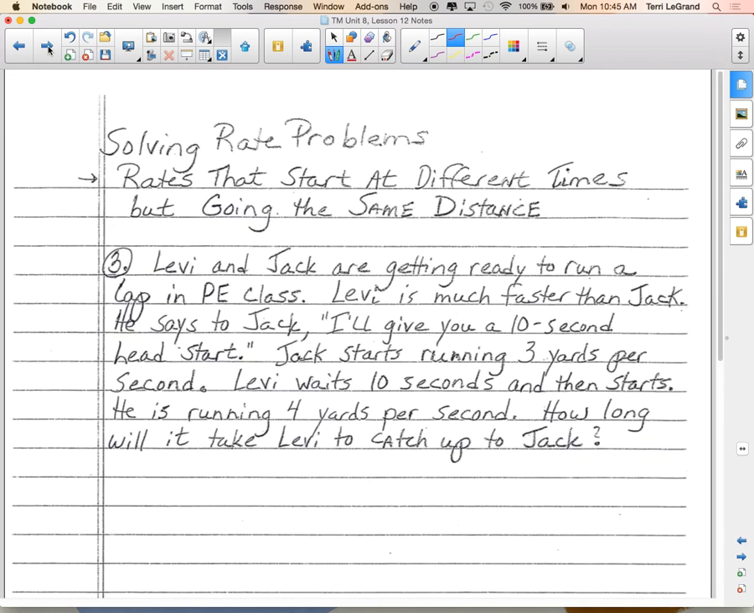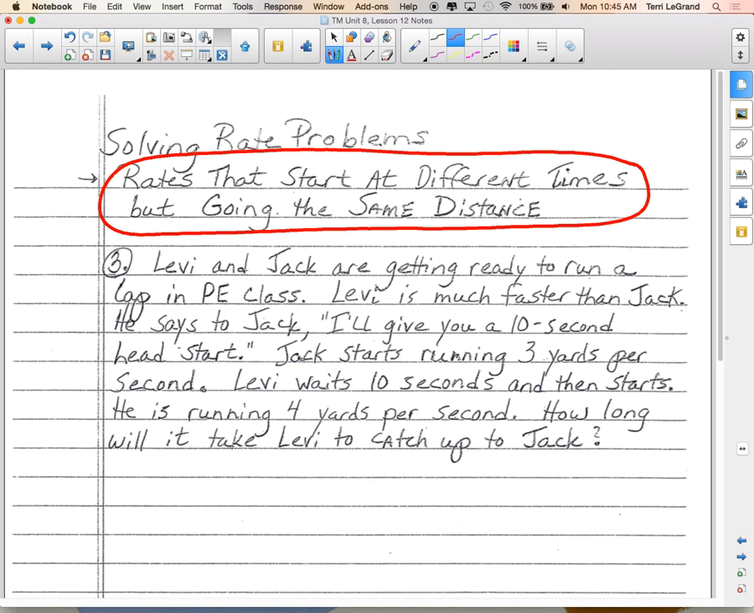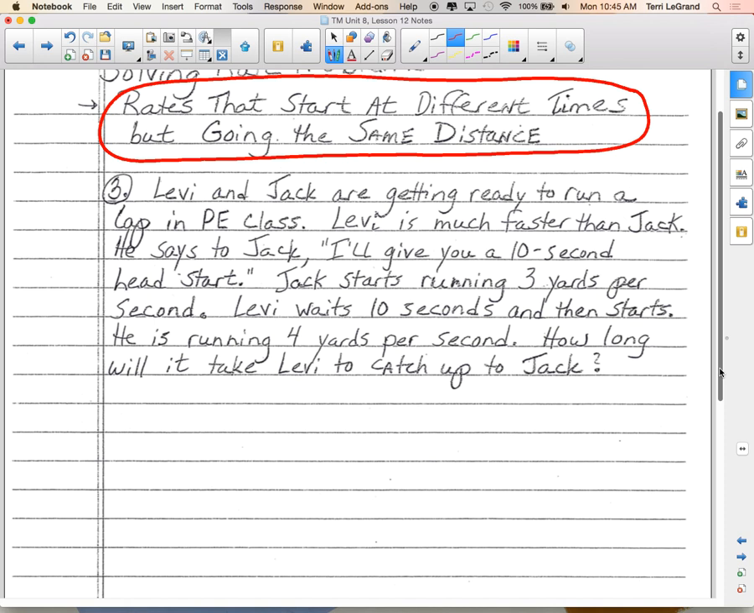And it says we're solving complex rate problems again. So our word problems are still hanging around. Solving rate problems. I want you to circle this. Rates that start at different times, but going the same distance. So instead of them combining their distances together, we are going to say they're going the same distance. So let's just kind of break this apart.